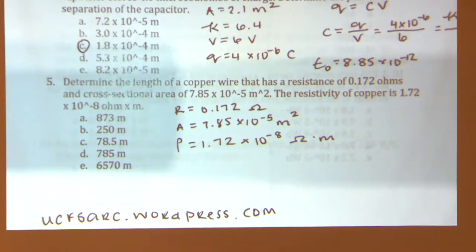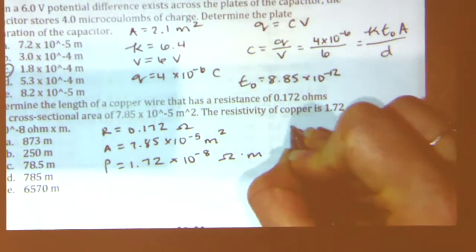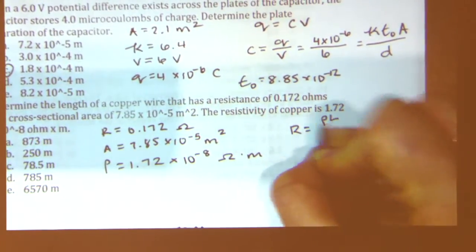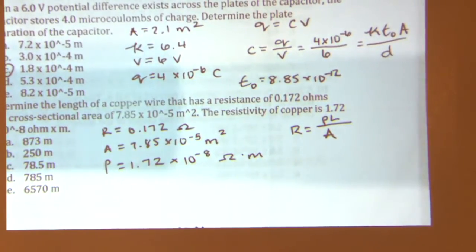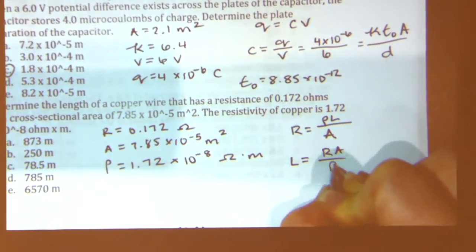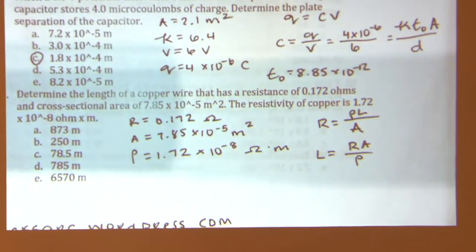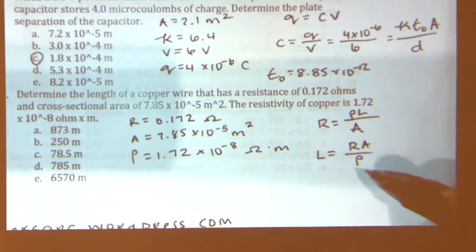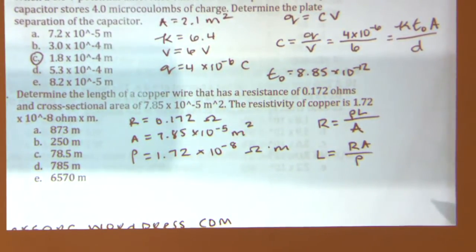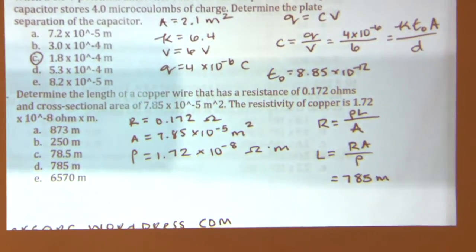So going back to this problem, we have an equation from chapter, I believe, 22. R is equal to rho L over A. We want to solve for the length of the wire, so we want to solve for L. Manipulating that equation, L is equal to R times A over rho. Once again, this is just another plug and chug problem. We have the resistance, the area, and they gave us the resistivity. So that comes out to be 785 meters, D.